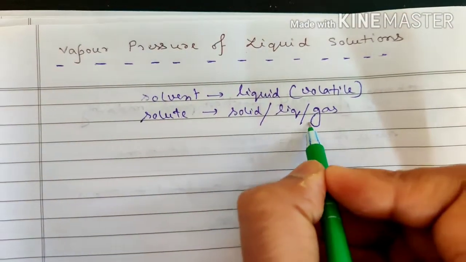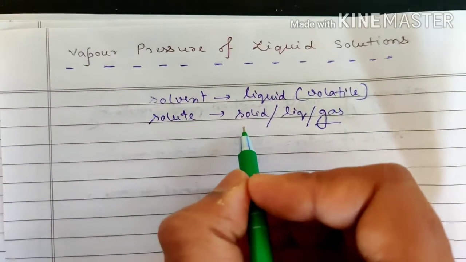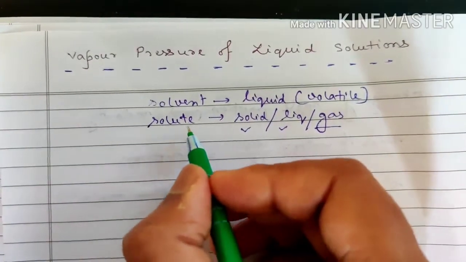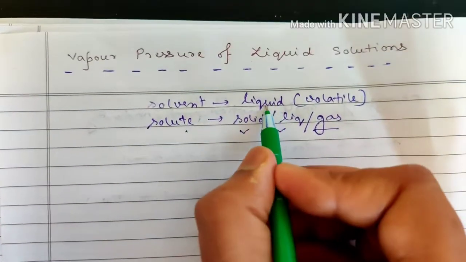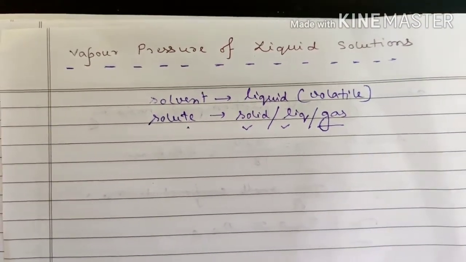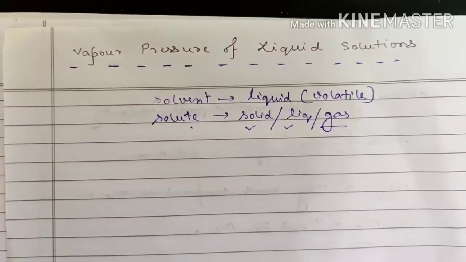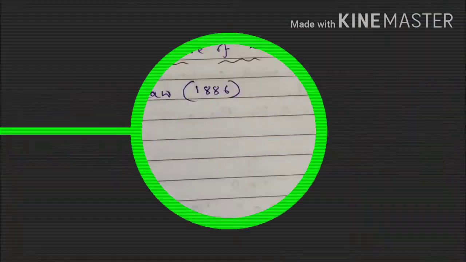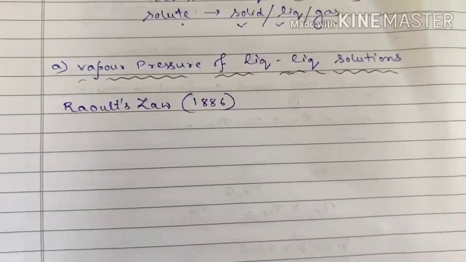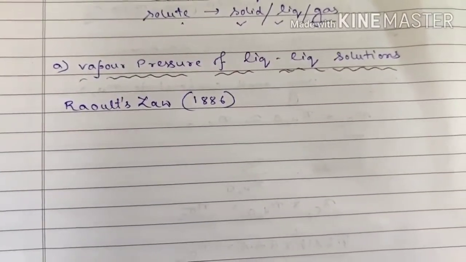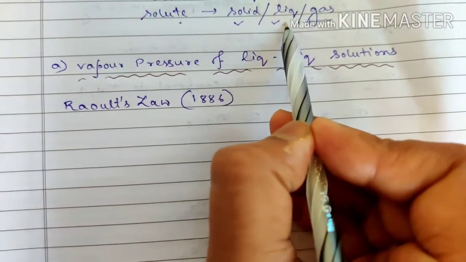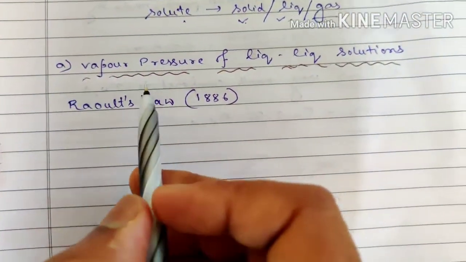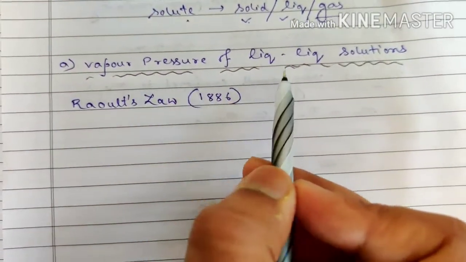We have already seen gases and liquids. Now we are going to see what happens when solids or liquids are used as a solute and combined with the liquid. We are going to see the first case, which is the vapor pressure of liquid solutions, in both cases. In one case we will take liquid in liquid, in another case we are going to take solid in liquid. So as of now we are discussing vapor pressure of liquid solutions.